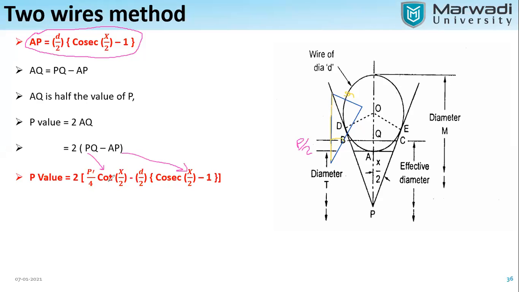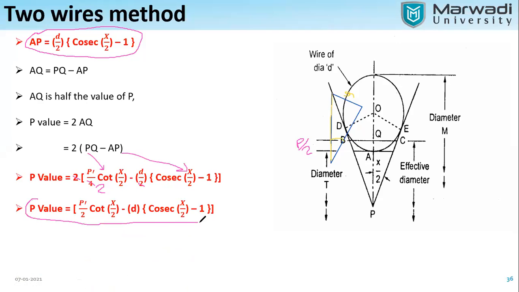Apply this 2 inside the bracket. So here it will cancel out, so the remaining part will be 2. And here 2 will cancel out with these 2. So now what is the final answer for P? Right, so this is the final answer of P, and this is the general formula applicable to any kind of thread.